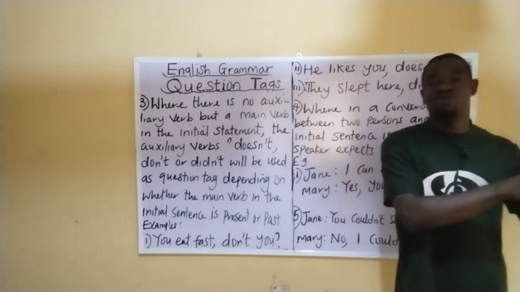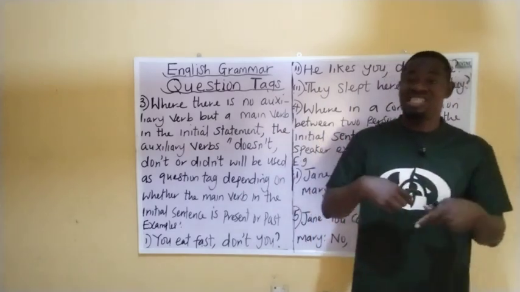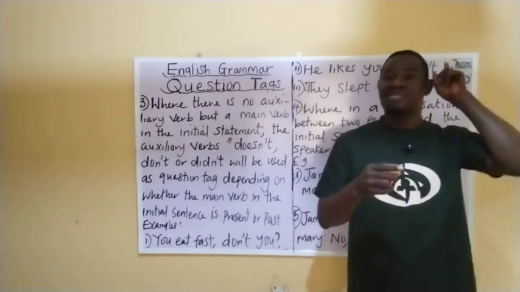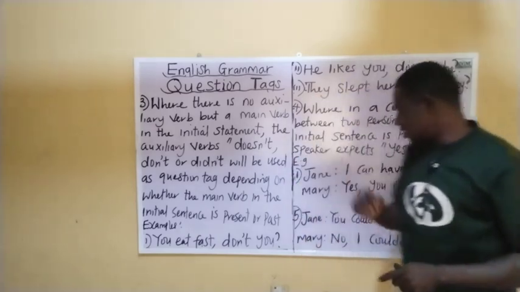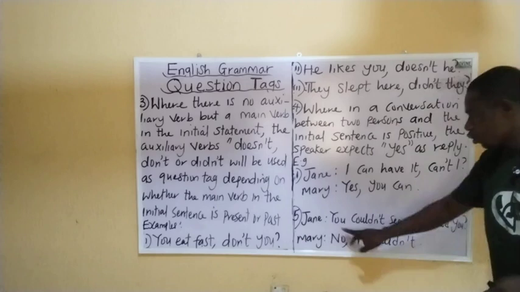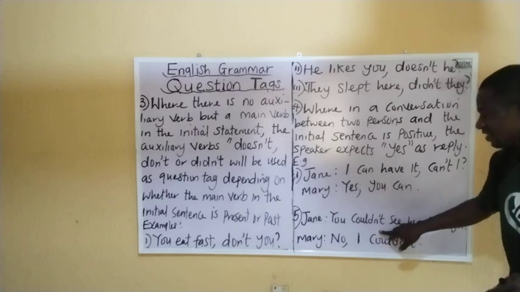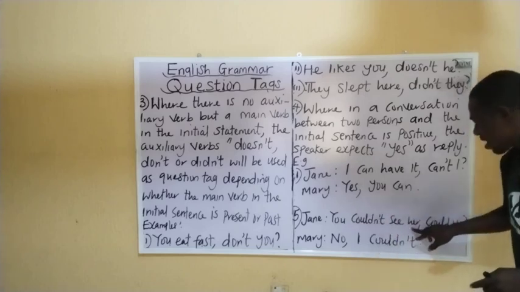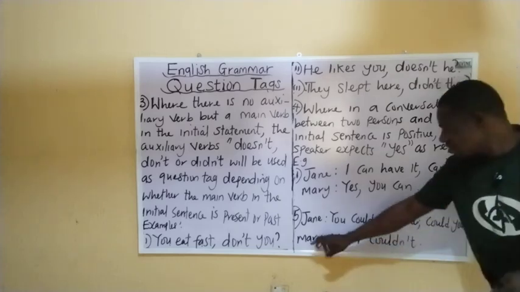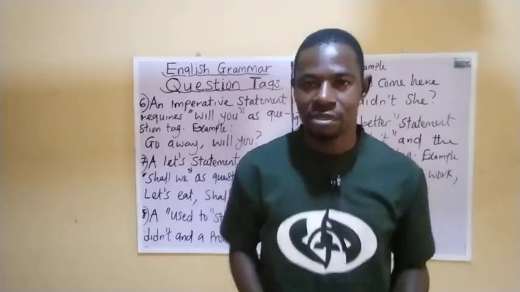Then the next, rule number 5, says, where in a conversation between two persons a speaker makes a negative statement, he or she expects a no as reply. Let's see this. Another conversation between Jane and Mary. You couldn't see her. Couldn't see is actually a negative statement. You couldn't see her, could you? Mary now replies, no, I couldn't.